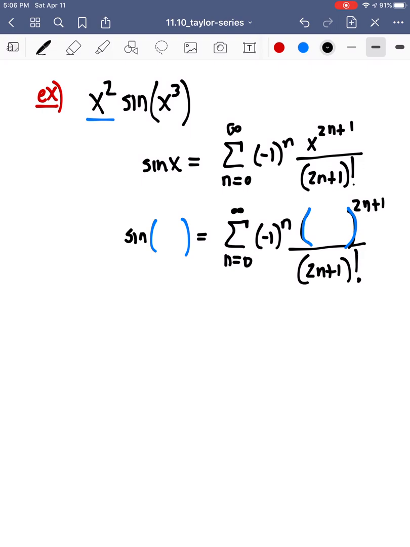So now with the stencil for sine, well, we have a sine of x cubed. So let's just take that x cubed and throw it inside of our stencil. And voila, we have a power series for sine of x cubed. But that's not all, since we are multiplying that by x squared on both sides. So let's just go ahead and do that next. So we have x squared times sine of x cubed. So we'll just multiply that x squared out in front of that series.